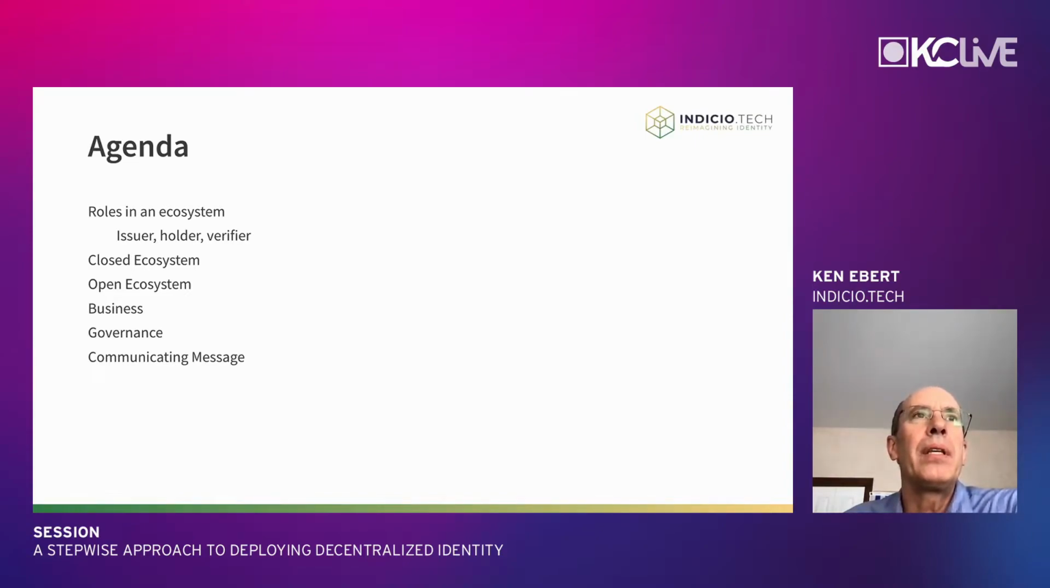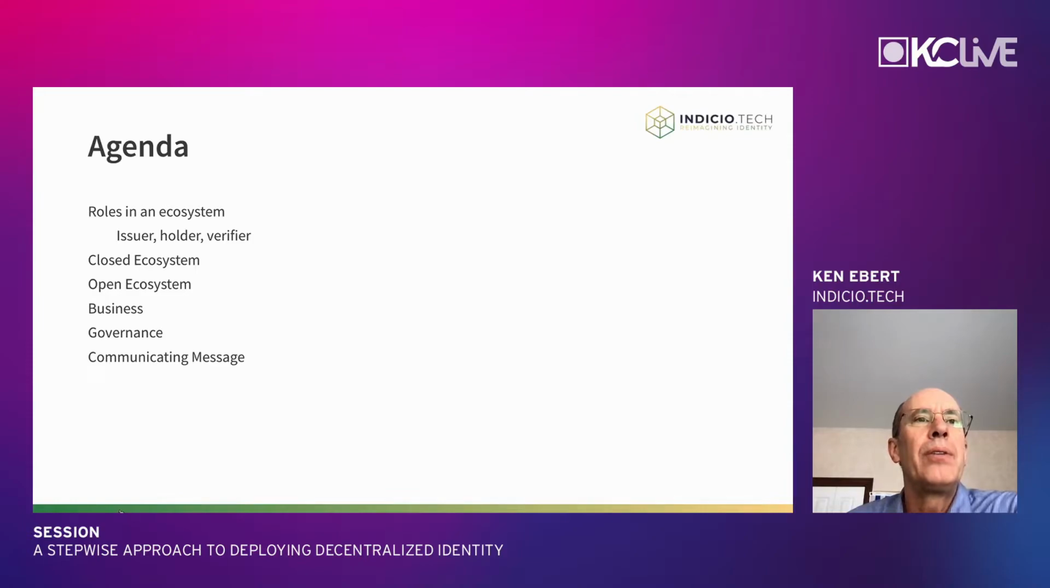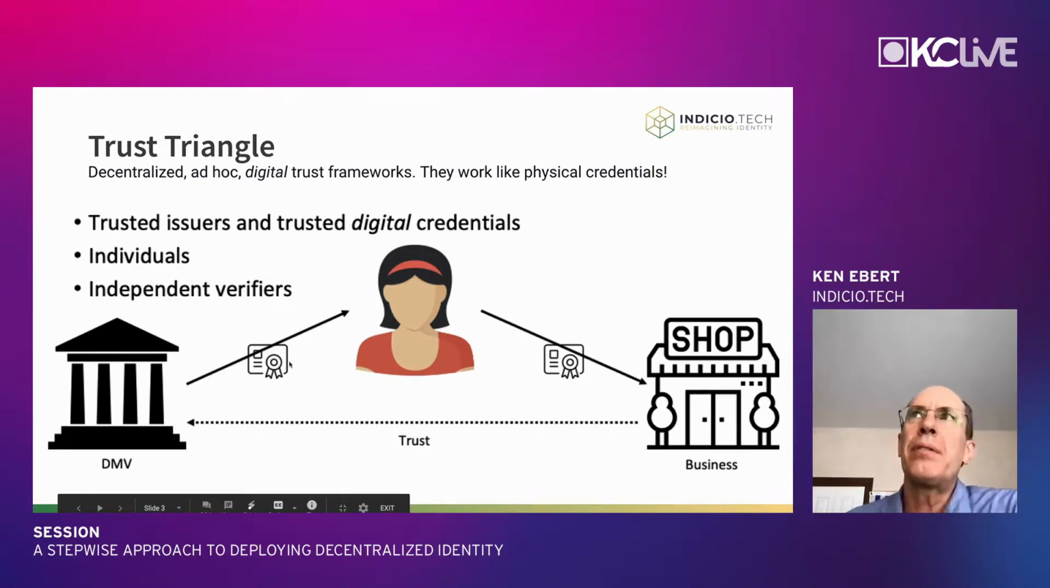We're going to talk about the closed ecosystem and an open ecosystem. We'll deal with business considerations, governance, and then communicating your message. These are all important aspects about how we want to get to an actually deployed solution. Let's talk a little bit about the trust triangle.